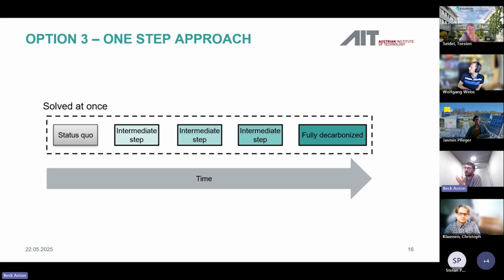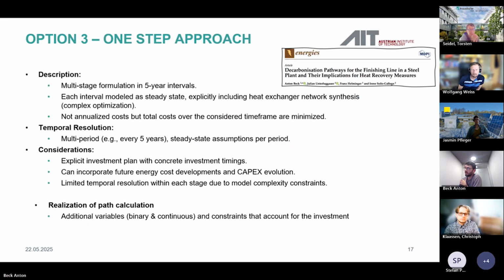Then we also considered a one-step approach where we minimized the total system cost for a predefined time frame. So the question was, what is the system minimizing costs from now to 2050? And we used an approach where we looked at the development in 5-year intervals.